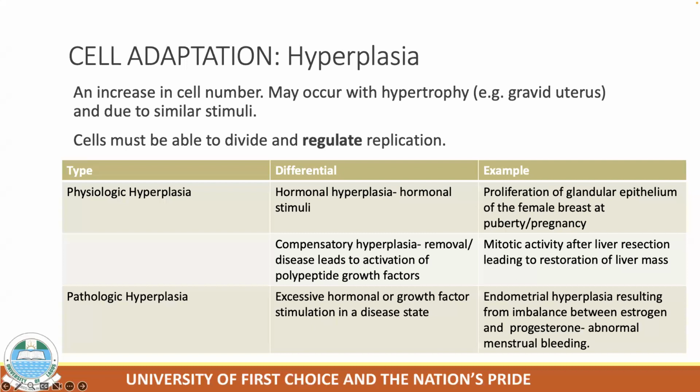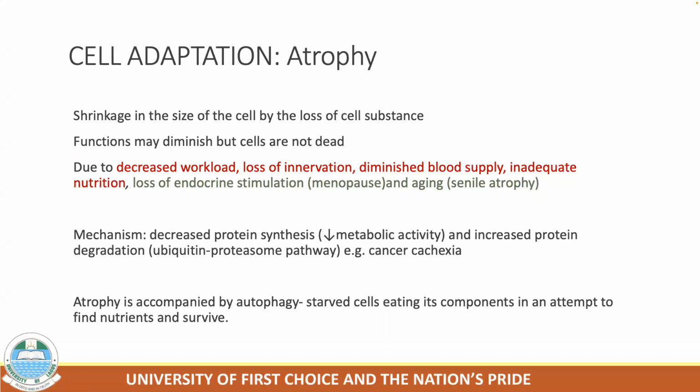The next adaptation we want to talk about is atrophy. Atrophy is shrinkage in the size of the cell, right? The cell becomes vacuous, right? The cell in atrophy shrinks in its size by the loss of cell substance. Functions are diminished, but the cells are not dead, right? So the cell shrinks by eating up some parts of its cellular proteins, right?